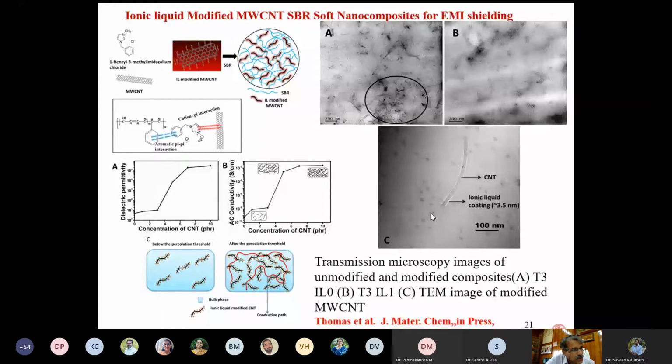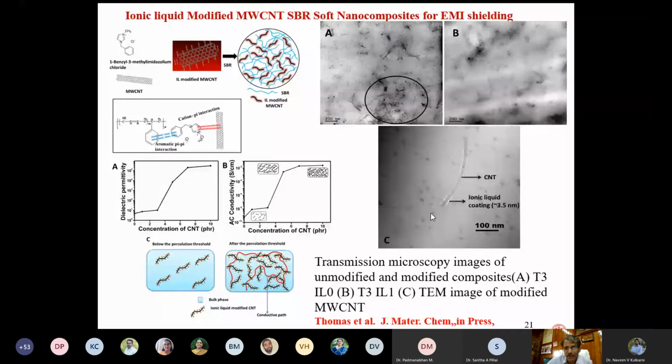Agglomerate, aggregate. So what my PhD student did is she treated multi-wall carbon nanotube with ionic liquid. Again, a very simple chemistry. If you treat carbon nanotube with ionic liquid, you can debundle them. And you can also make an interfacial contact with SBR rubber. You can see a small cartoon here where the rubber is connected to the carbon nanotube with ionic liquid. What we have used is 1-benzyl 3-methyl imidazolium chloride.